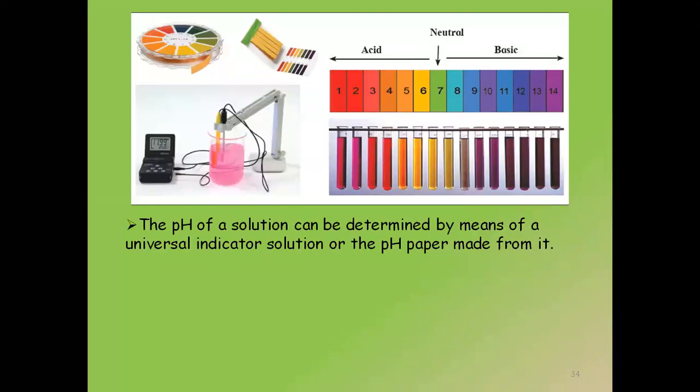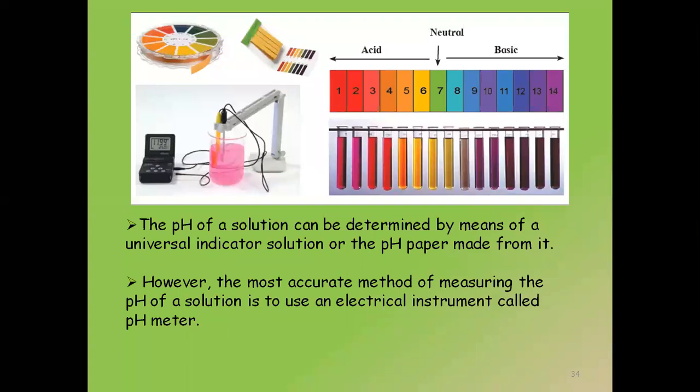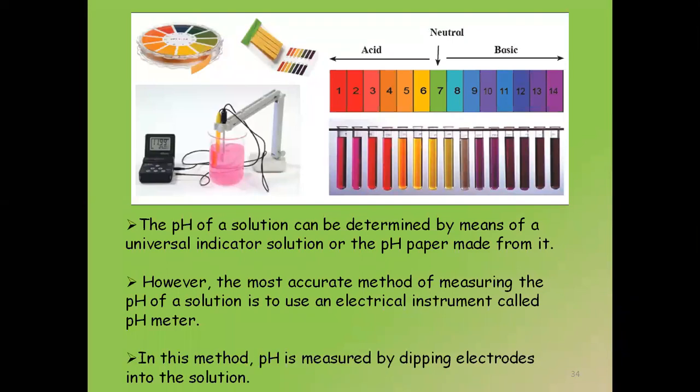So the pH of the solution can be determined by means of a universal indicator solution or the pH paper which is made from it. However, the most accurate method of measuring the pH of the solution is to use an electrical instrument called the pH meter. That's where you can see on the left hand side, there's a pH meter. In this method, pH is measured by dipping the electrodes into the solution. Okay, so the concept of pH, universal indicator, pH meter, and about Sorensen, are all the details clear to you in your mind?